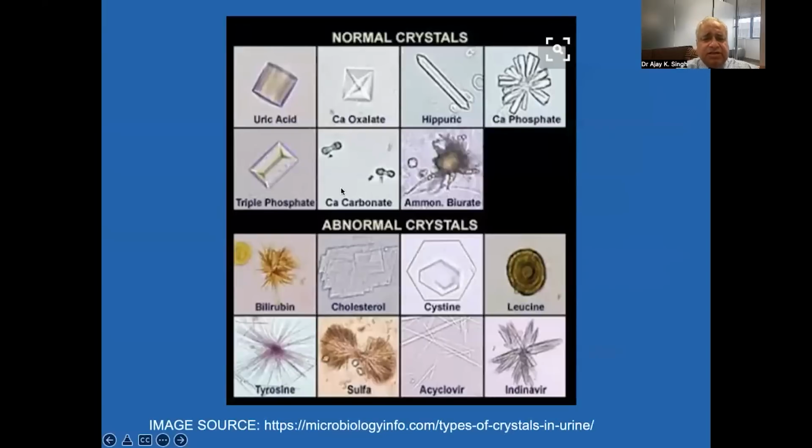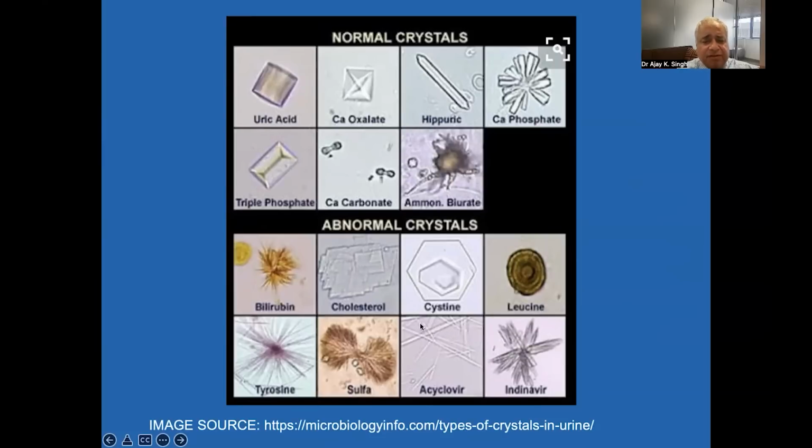Now, this is just a schematic that shows the different appearances of different types of crystals. Uric acid crystals have lots of different appearances, but this is one example. Calcium oxalate, the envelope-shaped, hippuric acid crystals shown here. These pointed crystals. Calcium phosphate, the very typical appearance. Triple phosphate has a coffin appearance, and ammonium biurate has this almost squid-like appearance.